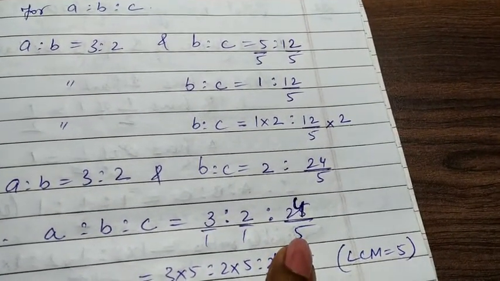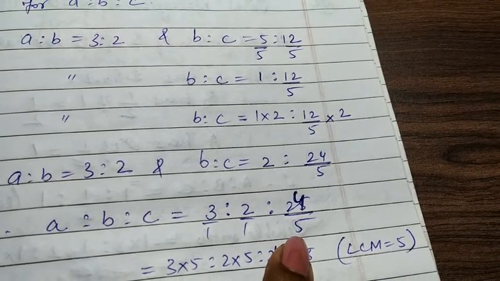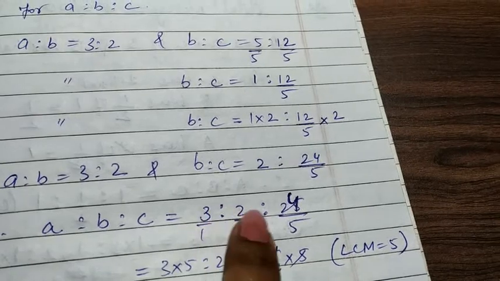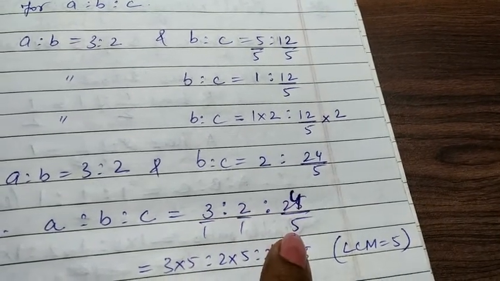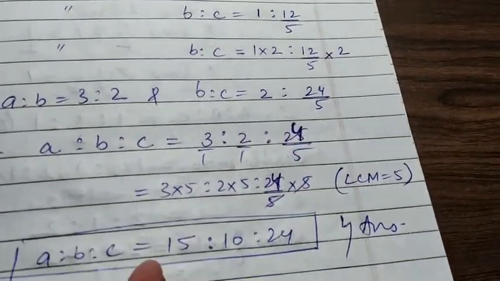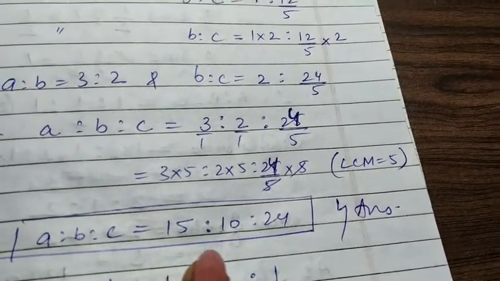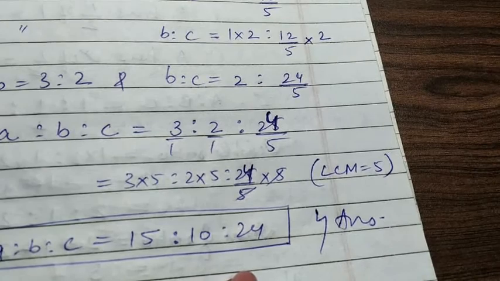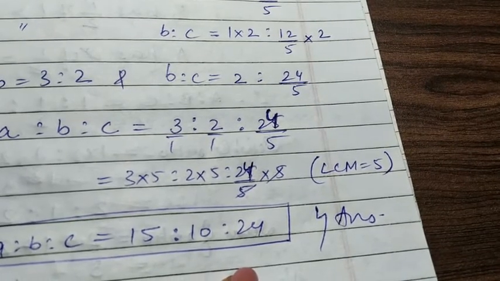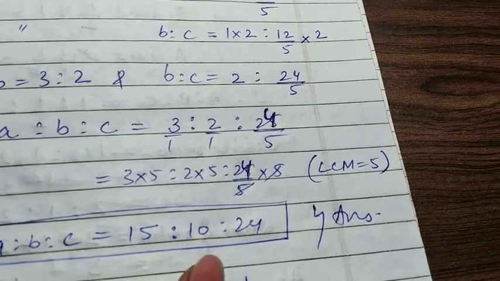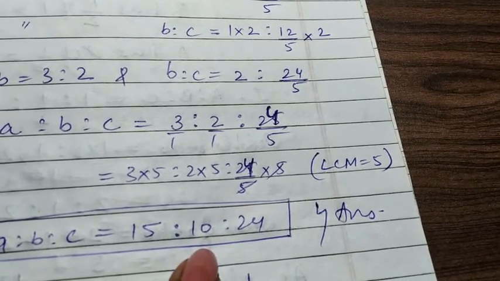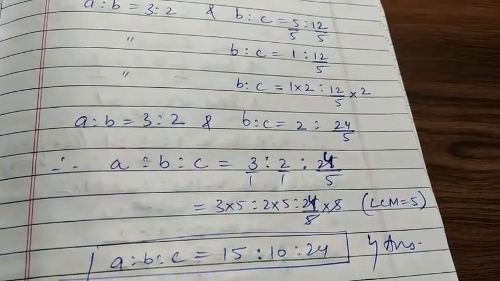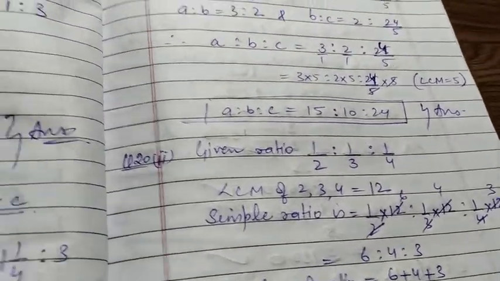Now again this is a complex ratio because here a denominator is given. So we'll take the LCM and then multiply all the quantities by that LCM, that is 5. By doing it, we have got the ratio in its simplest form. Now they are already in lowest terms because 15, 10, 24 do not share any common factor. So in this way you can find the continued ratio.